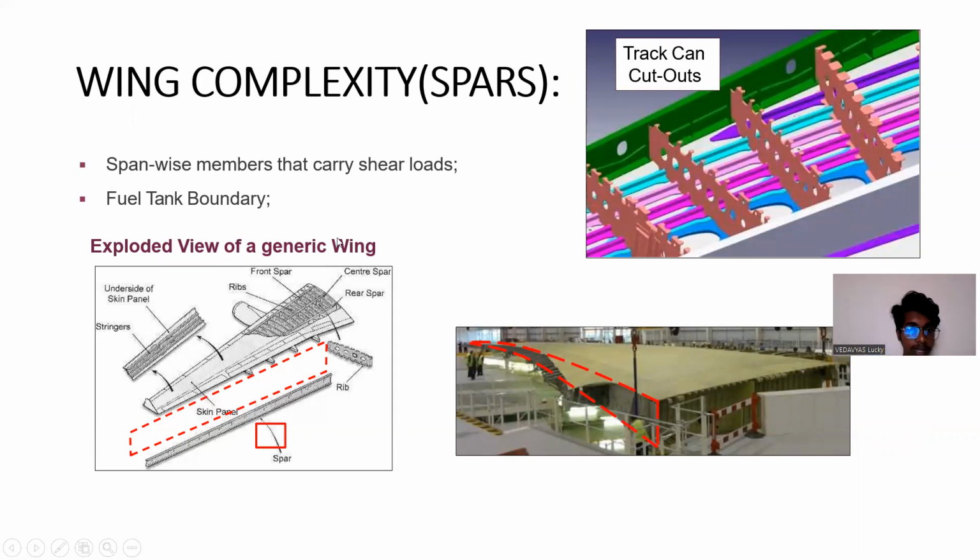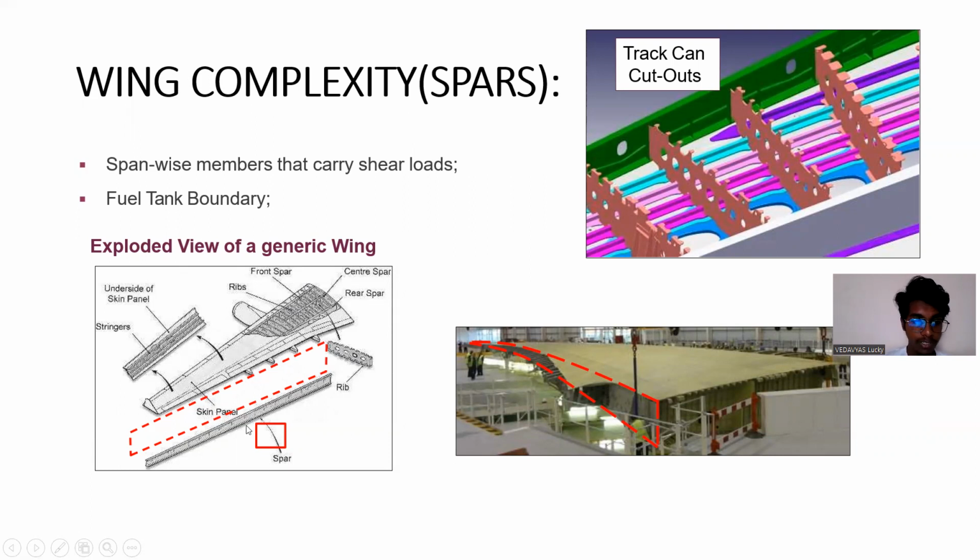Here we can see the generic wing. Here we have ribs, front spar, center spar, and rear spar. There are three spars inside this generic wing, and ribs. A rib is made up of some kind of material and in the shape of an airfoil.